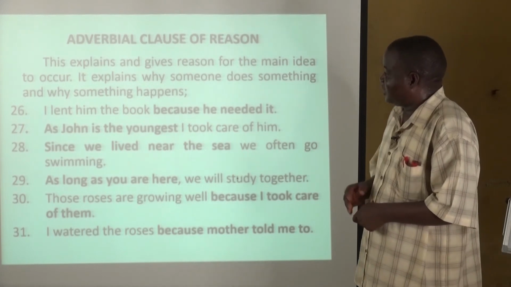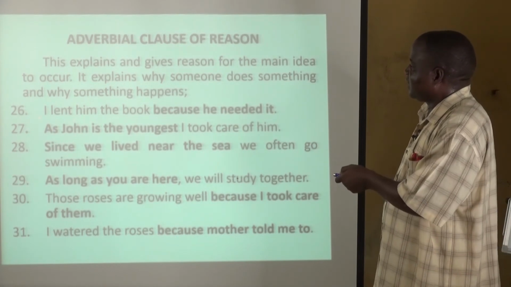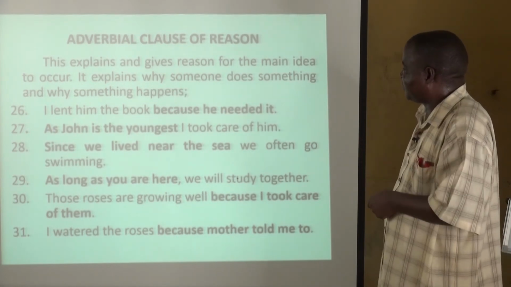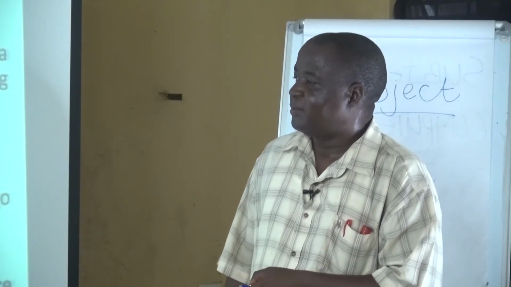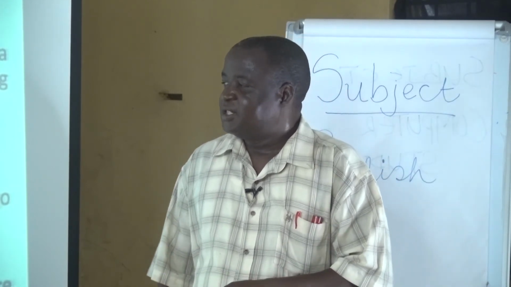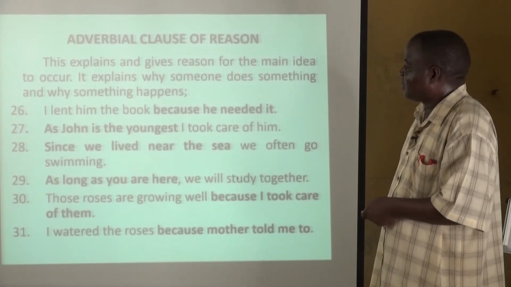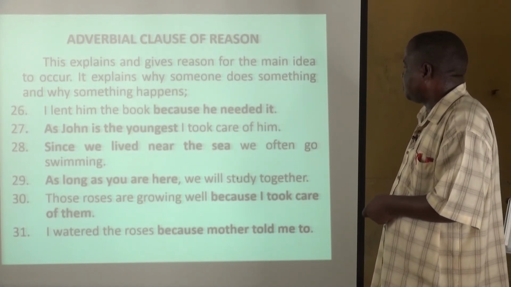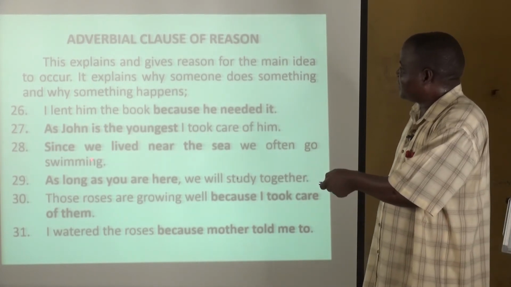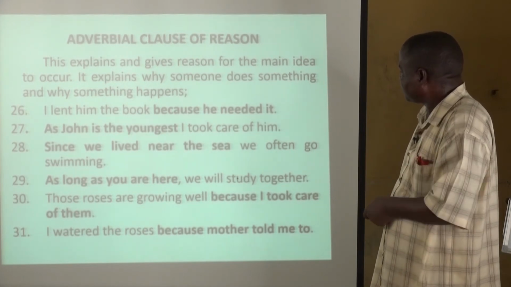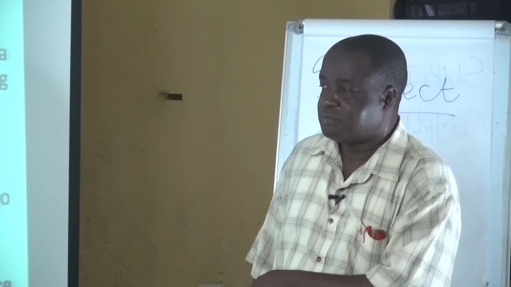27. As John is the youngest, I took care of him. As John is the youngest, adverbial clause of reason. Our verb, took care. 28. Since we lived near the sea, we often go swimming. Our adverbial clause of reason is since we lived near the sea, and the verb it modifies is often go.